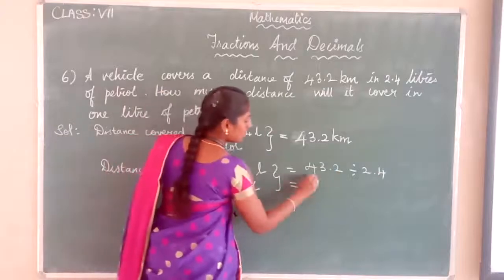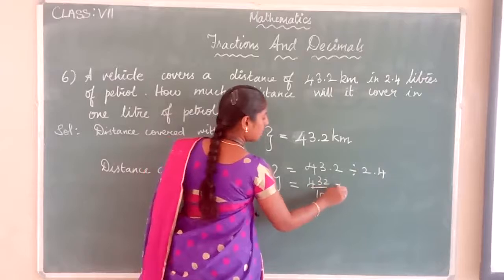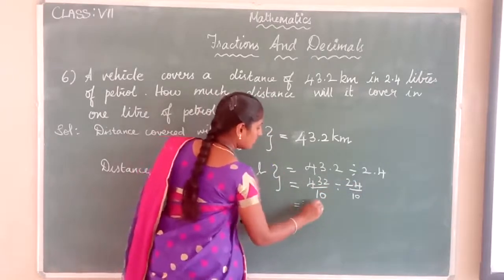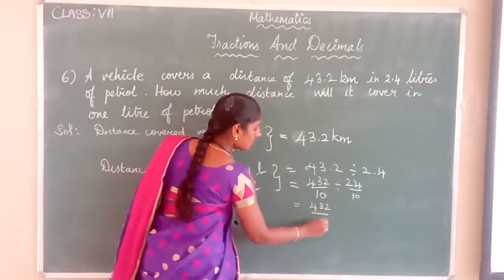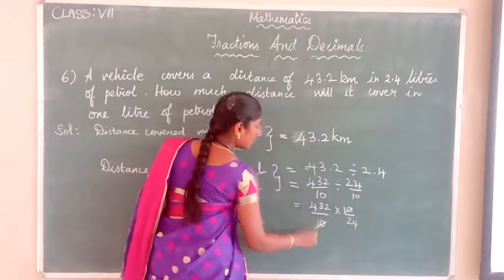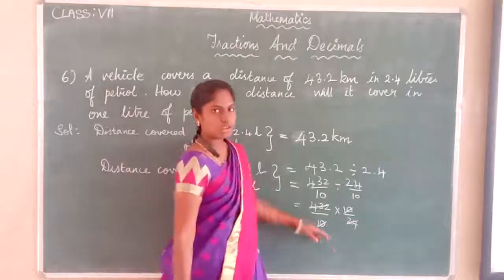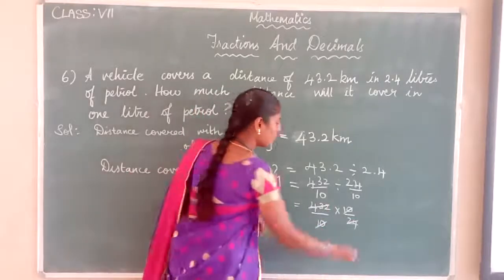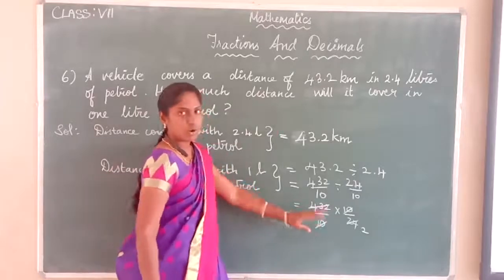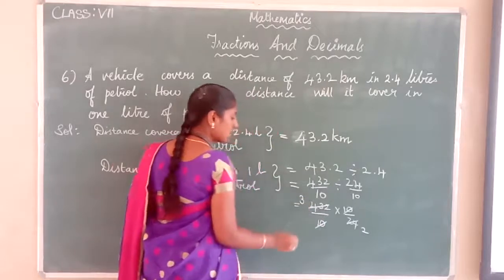So how to do this? You can write this as 432 divided by 10 divided by 24 by 10, right? So again you can write this as 432 by 10 into 10 by 24. Cancel out 10 and 10. Cancel 24 and 432 in 12 table. Okay, because 24 will come in 12 table, right? So you have 12 2s are 24, and here coming to this one, 43 will not come in 12 table. We have 36 in 12 table. 12 3s are 36, right?